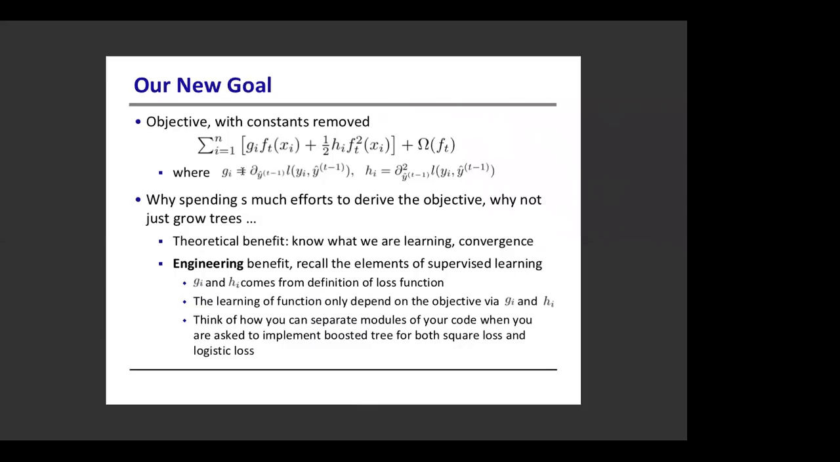And gi is the first derivative and hi is the second derivative, with respect to the prediction. Okay, why are we spending so much effort to derive the objective? Why not just grow the trees? Know that what we are learning is convergence. So basically, before adding a new tree, we are trying to figure out whether a new tree addition makes sense or not.